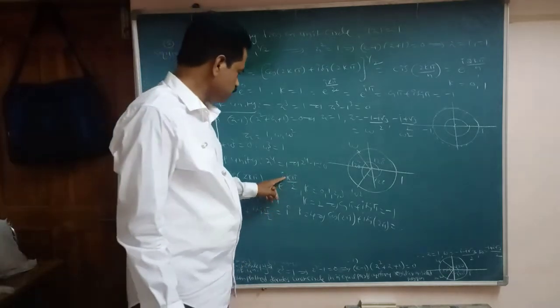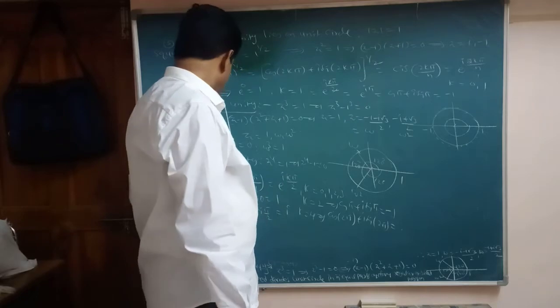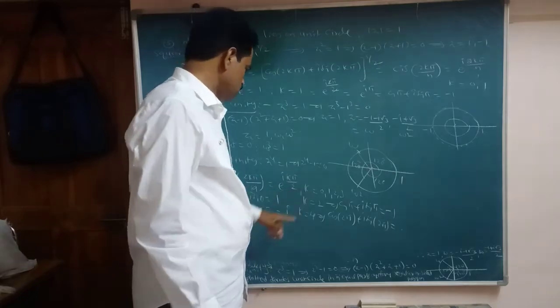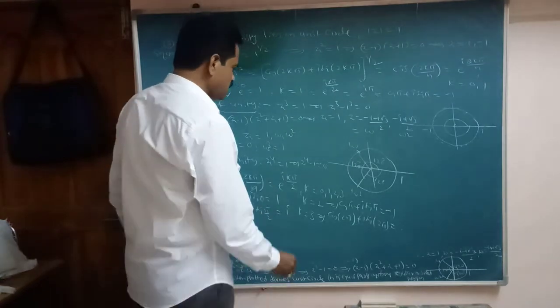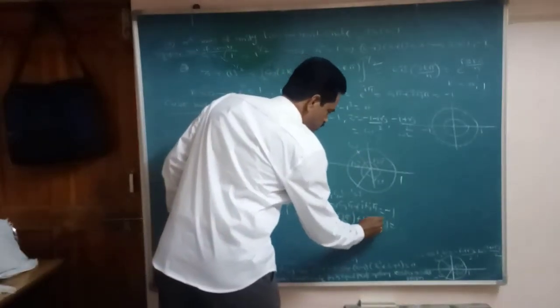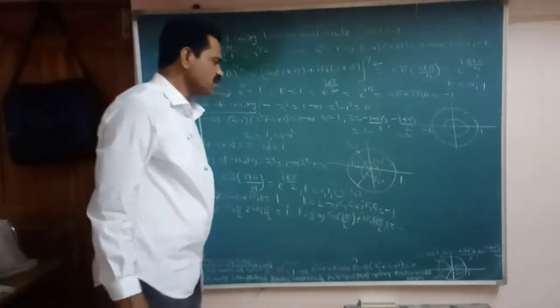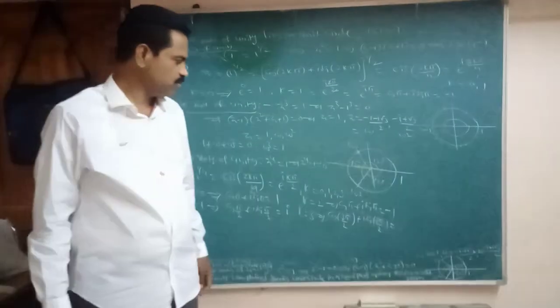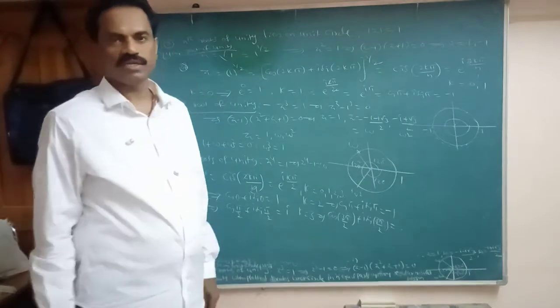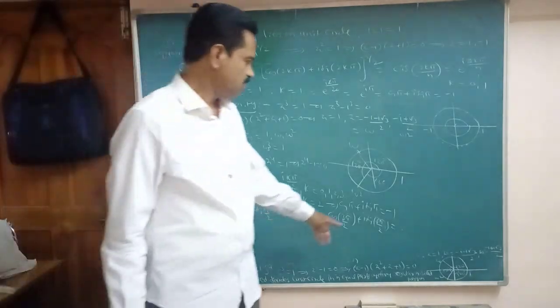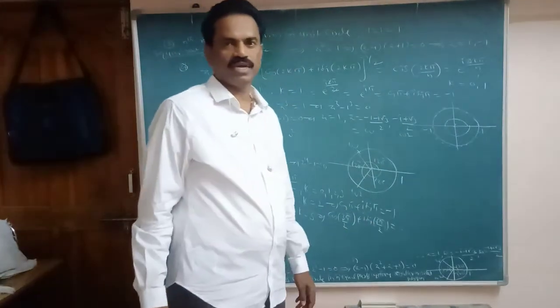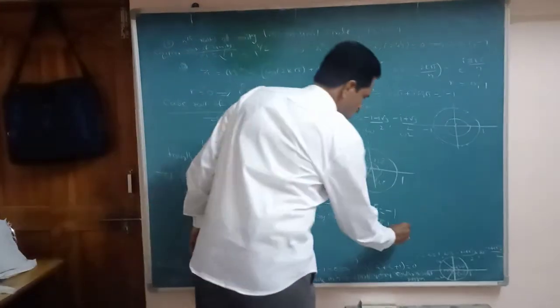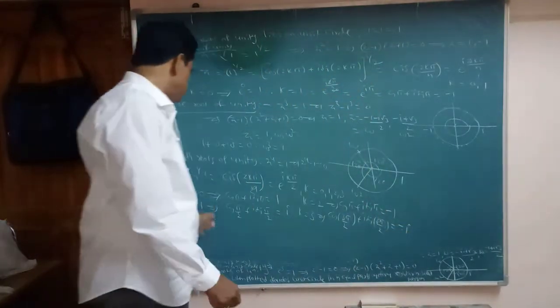Here k equal to 0, 1, 2, sorry, 3. K equal to 3, substitute here. Then it will become 3 pi by 2. Here cos 3 pi by 2, that is 270. It is how much here? 0. Here 270, 180 plus 90, it is minus 1. It is how much here? Minus I.